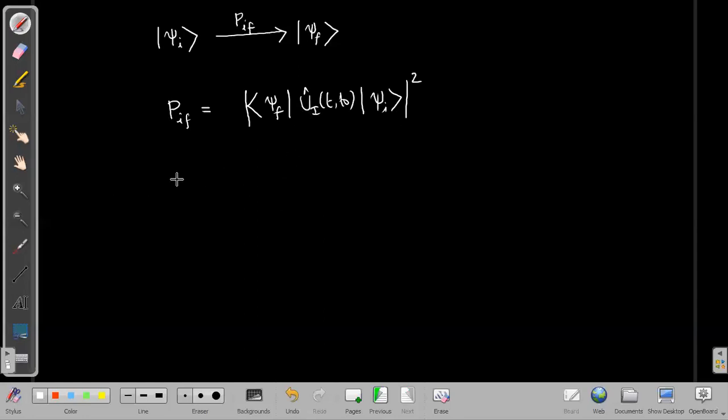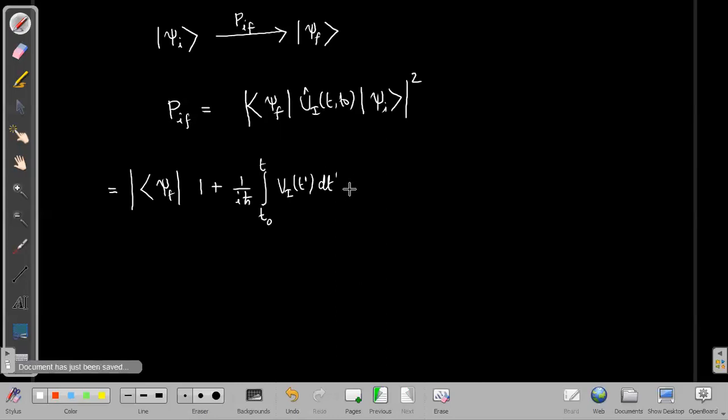Now, what is UI? UI is a very big term. You can expand this UI in the Dyson series. So this is the inner product with psi f. UI would be 1 plus 1 by i h cross integral from t0 to t of VI(t') dt'. If you want to put t1, you can put t1. It's up to you.